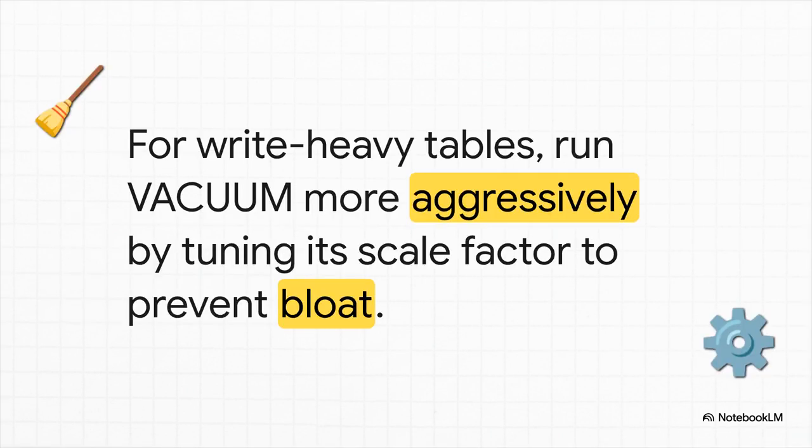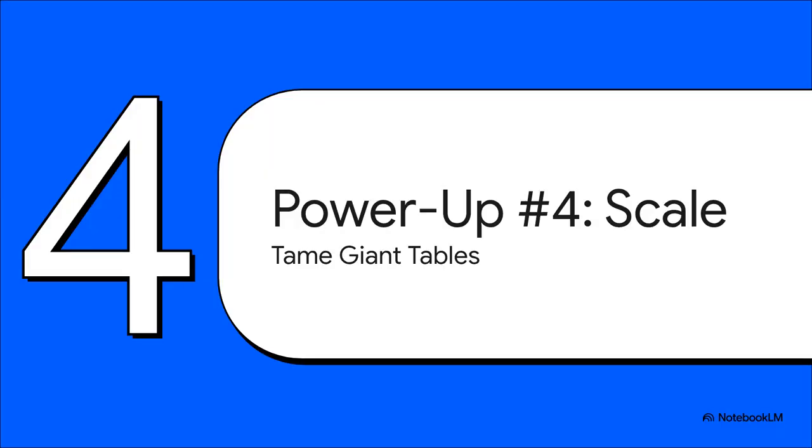Next up, let's talk a little bit about housekeeping. See, when you update or delete rows in Postgres, the old versions are kind of left behind as dead rows. The vacuum process is the cleanup crew that comes by and gets rid of them. But for tables with a ton of writes, the default cleanup schedule just might not be aggressive enough, which leads to this performance-killing bloat. You can actually tune the scale factor on a per-table basis to make that cleanup happen way more often.